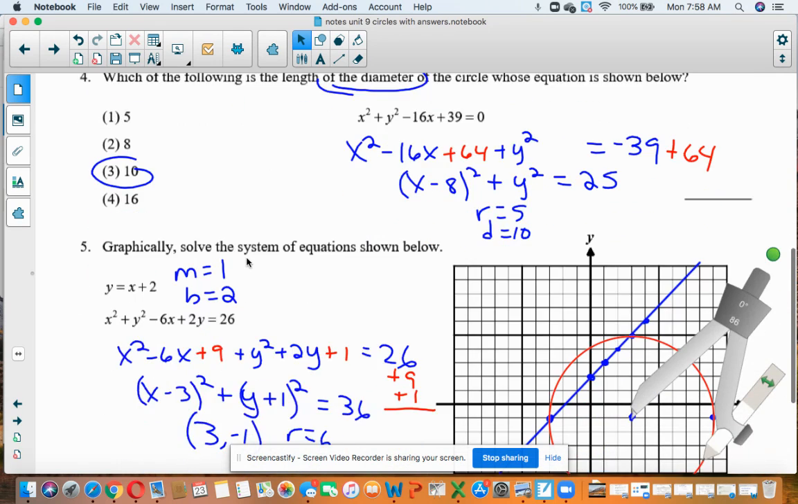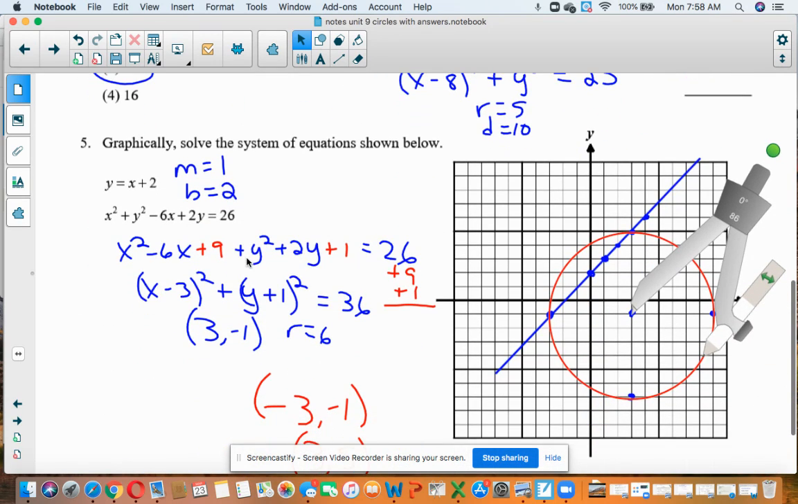And the last one, I just want to solve this system of equations. The first one is a line. A line is super easy. I just need my m and my b, my slope and my y-intercept. So my y-intercept is 2. The line is this blue line right here. On my graph, I go to the y-axis at 2. My slope is 1, so I went up 1 over 1, up 1 over 1, and I drew my line right there.